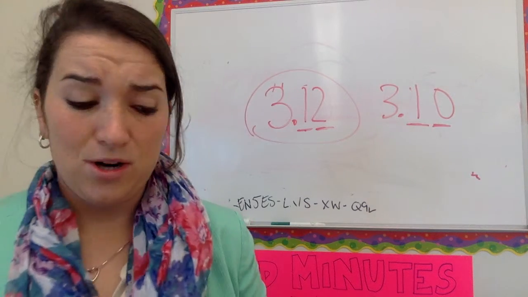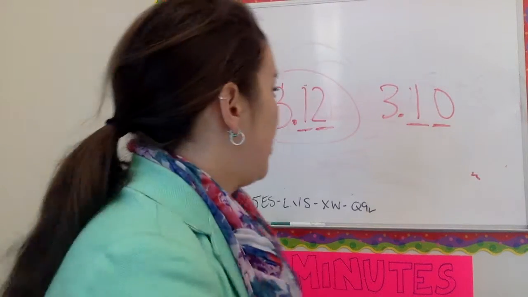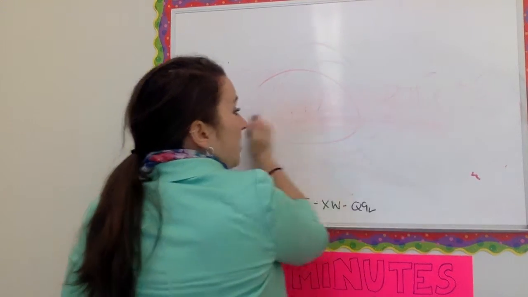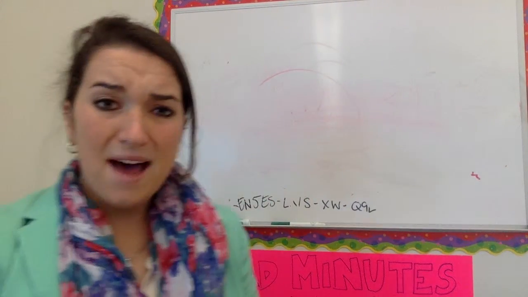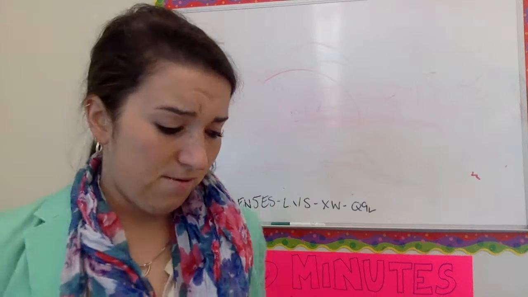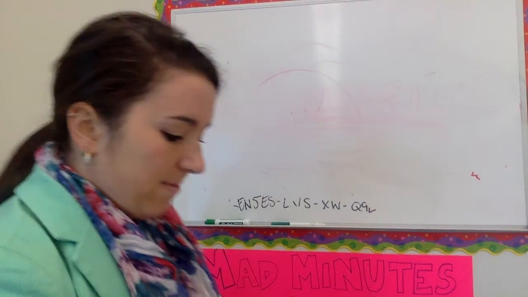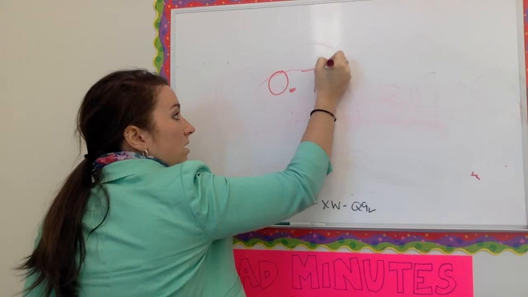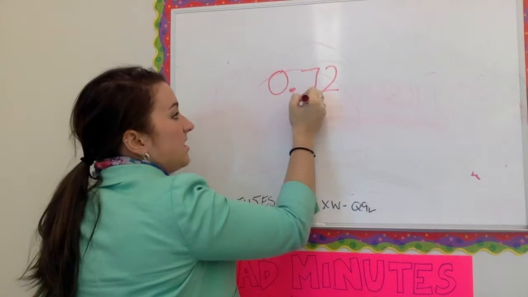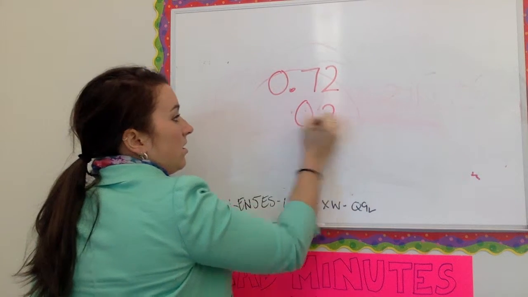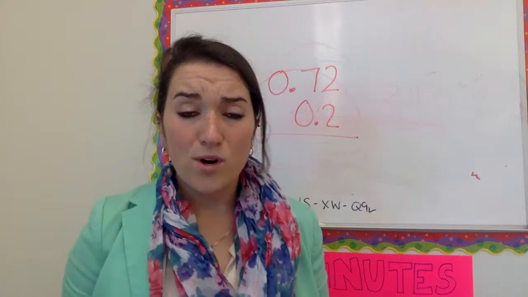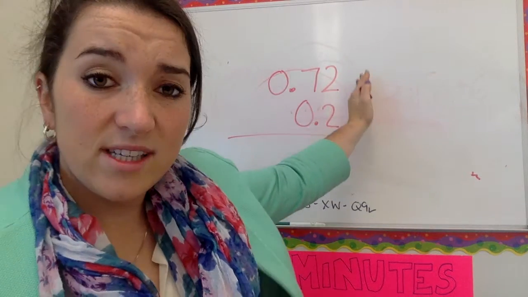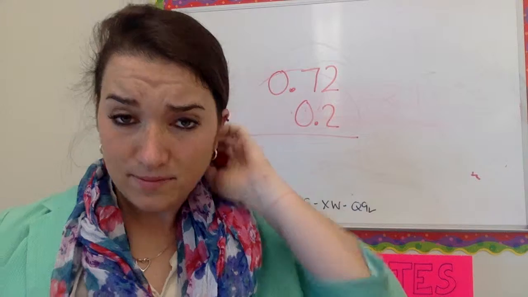Okay, now let's go on to part 2, which is a little bit harder. In part 2, we're multiplying decimals. I know we've gone over this a lot, but it's still really tricky, so I want to go over it again. The first problem, we have 0.72 times 0.2. This one is already set up for you, but remember, do not line up the decimal. Just line up the numbers as far as they can go to the right.